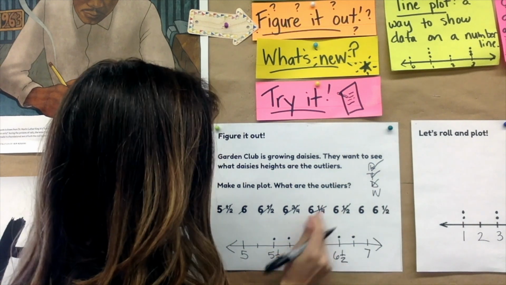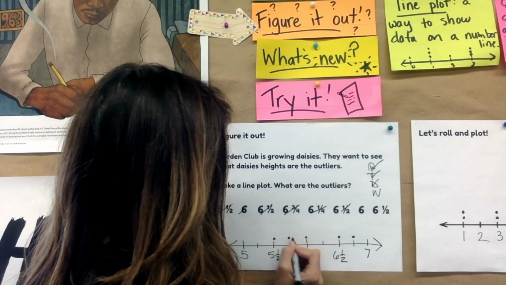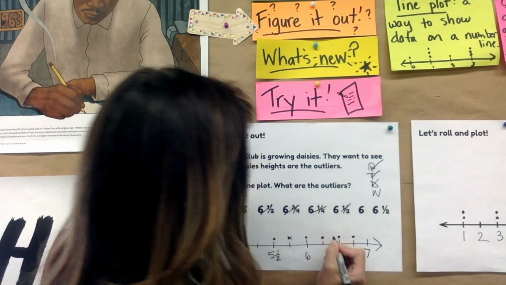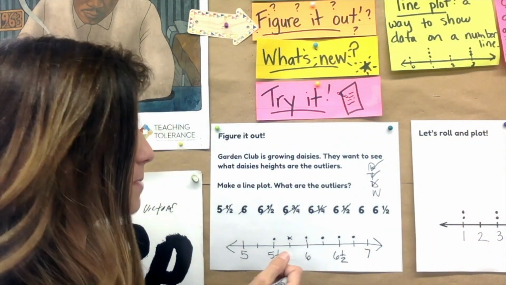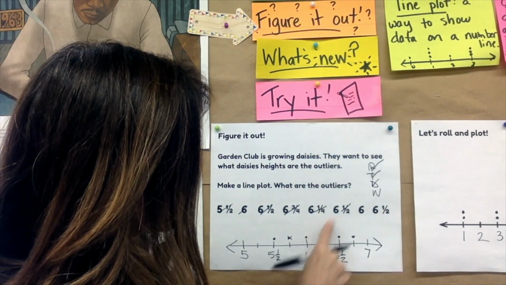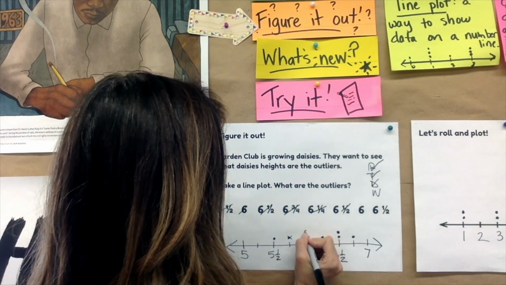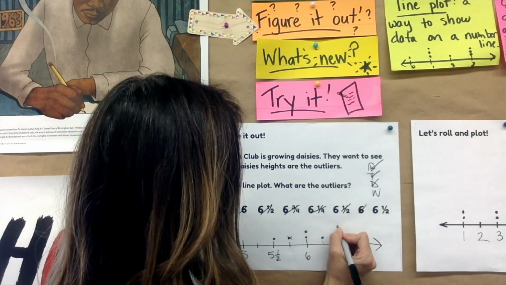6.5. Oh, I messed up. This doesn't go here. Whoopsie daisy. Let's cross that one out. That would be 5 3/4, 6 1/4. That's all part of figure it out. Sometimes you make mistakes. Okay, so we got 6 1/4, 6.5 again, 6 again, and 6 1/2 again.